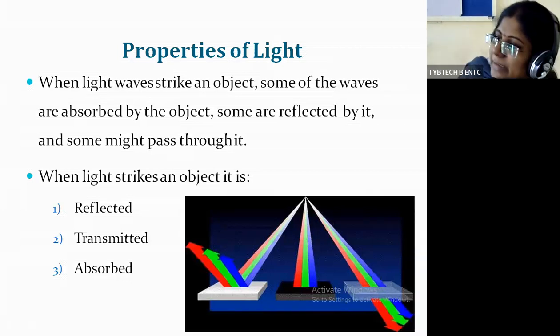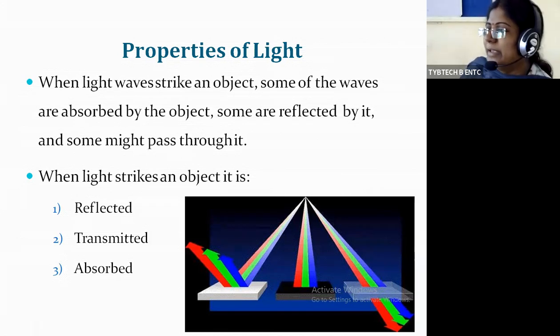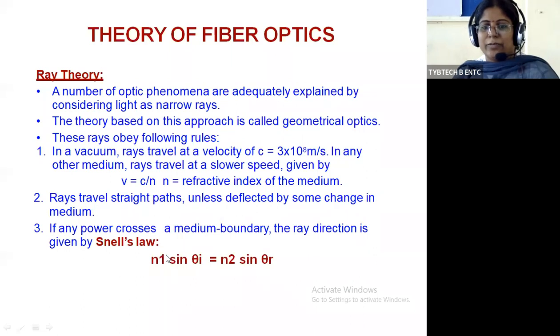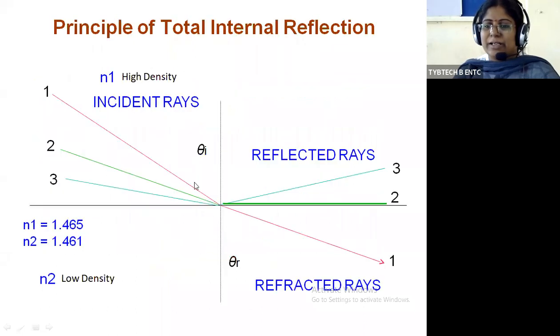So these three cases are there when light passes through any device, or when light strikes any device. Either it is absorbed, or it is passed, or it is reflected. Understood this first diagram? Then in ray theory of light, these three cases we have to see. The first case is the general refraction case.